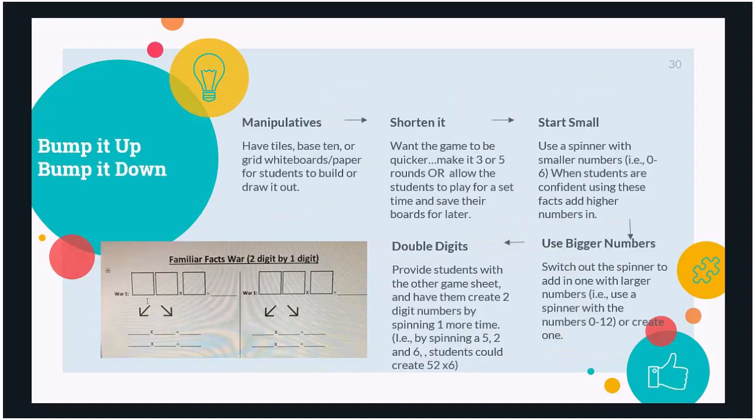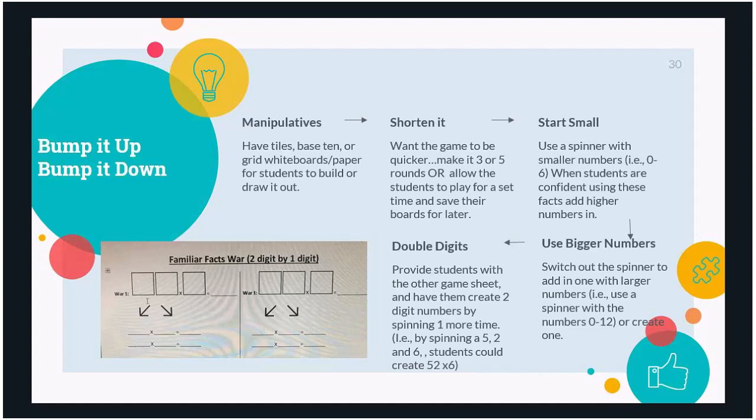Okay, so here are a few ways to bump this game up or bump it down based on student need. Just provided a few. So have manipulatives available for students to use to build the arrays to split. If you want the game to move quicker, try only playing for 3 to 5 rounds or putting a time limit on it. You could use a spinner with smaller numbers such as 0 to 6 to start until the students felt more comfortable. You could use a spinner with larger numbers such as 0 to 12 or create your own. We actually did that this week.